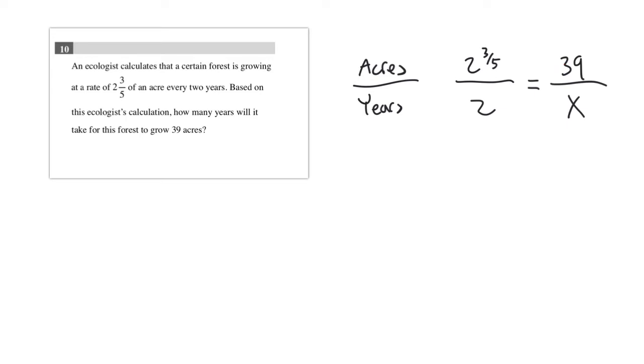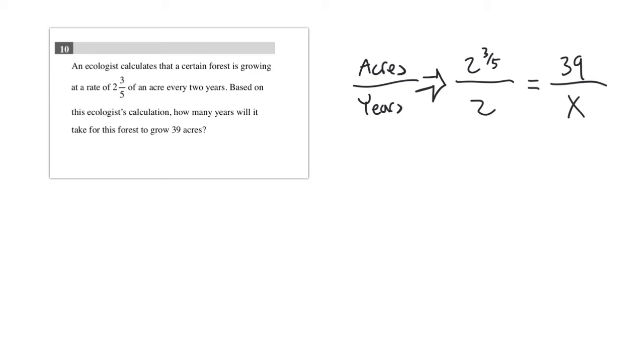So the acres goes up top, and the X years would be down below. Now, in this case, I actually would cross multiply. But before cross multiplying, it's probably going to be a good idea to, at the very least, change this to an improper fraction. We don't want to be working with mixed numbers in the midst of the process.